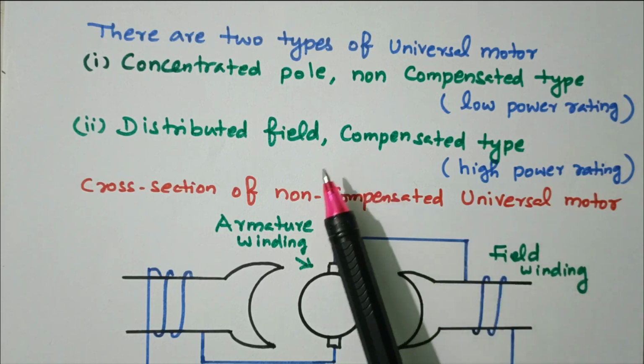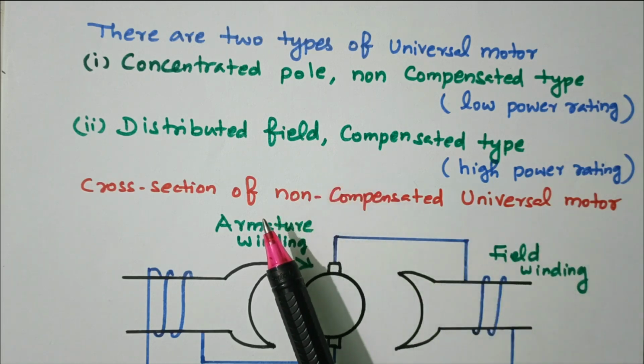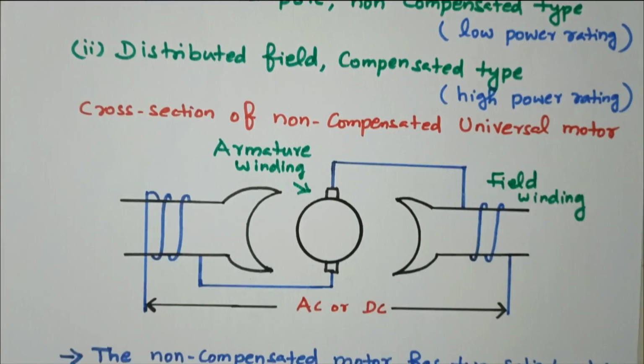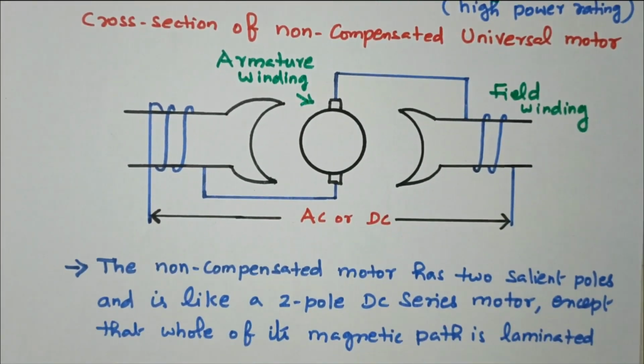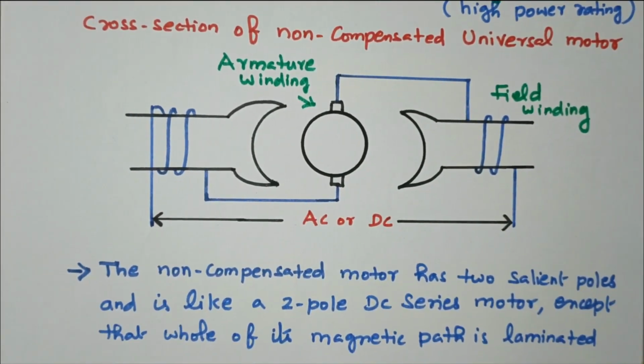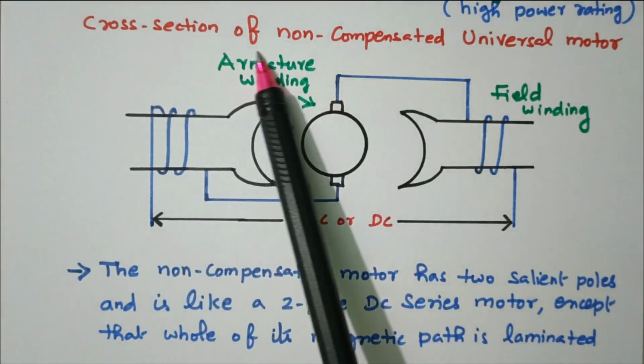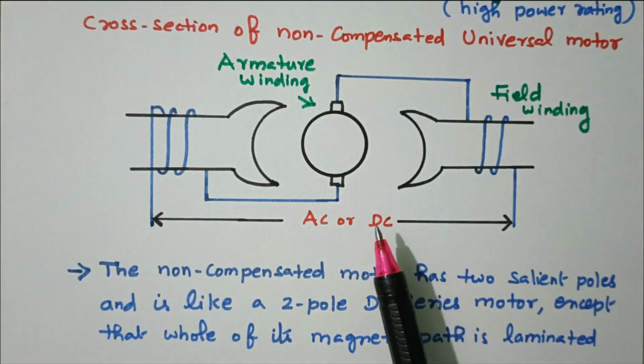Now we'll see what is meant by concentrated and non-concentrated, and distributed compensated. We'll see the detail one by one. First we'll see the non-compensated universal motor, the cross section of a non-compensated universal motor.